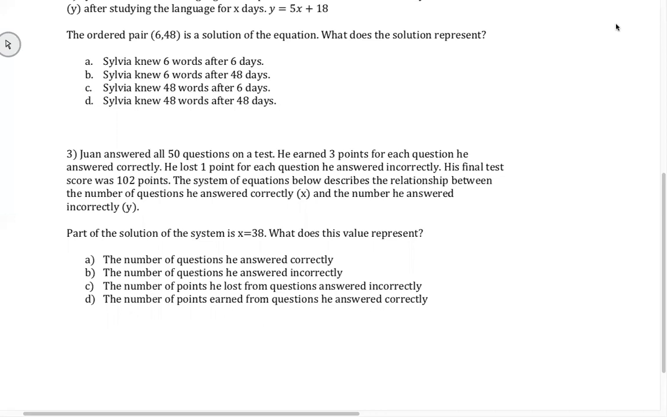What does that question represent, Kevin? All right, AJ. What does X equals 38 represent? The questions he answered correctly. Very good. Wow, that was easy. That was that. Next page.